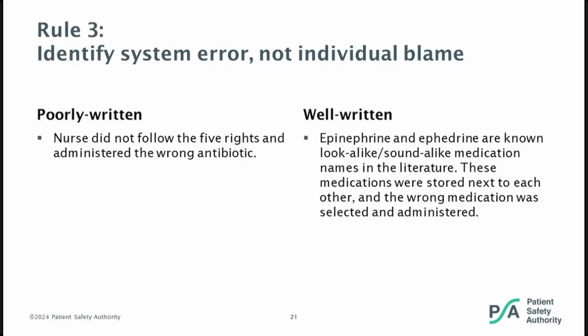So we have epi and ephedrine, known look-alike sound-alike meds in the literature. The medications were stored next to each other and the wrong medication was selected and administered. That gives a pretty clear example of what happened. And really, we can read through that and know that this wasn't just one nurse that could have done it. Any of our nurses could have reached in and grabbed the wrong medication. So we're not going to blame a specific individual when we write it out. Looking at the system, we can see how that error did occur. Again, we're going from how did this happen to, oh, I can see how that happened.